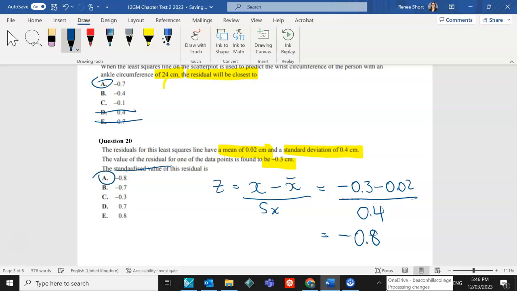Another thing I just want to point out to you, the actual value here, negative 0.3, is smaller than the mean. Because it's smaller, it means I am going to have a negative z-score. So just as a check mechanism, does my answer make sense? That would mean I'd get rid of B and E straight away, and my answers would have to be either A, B, or C.